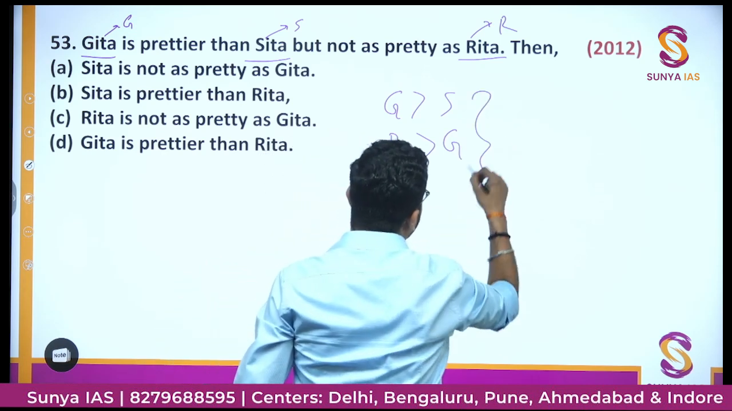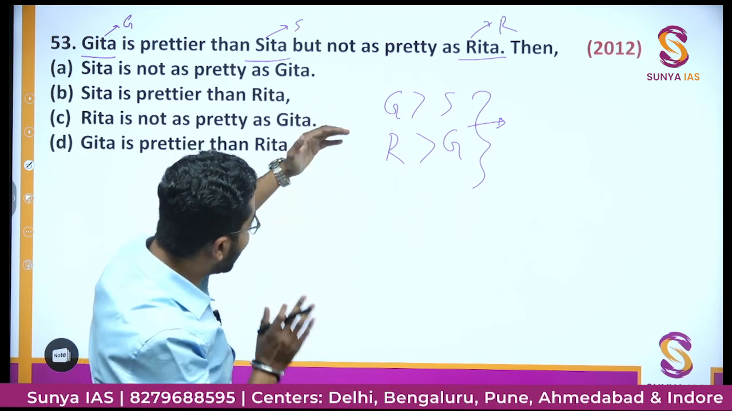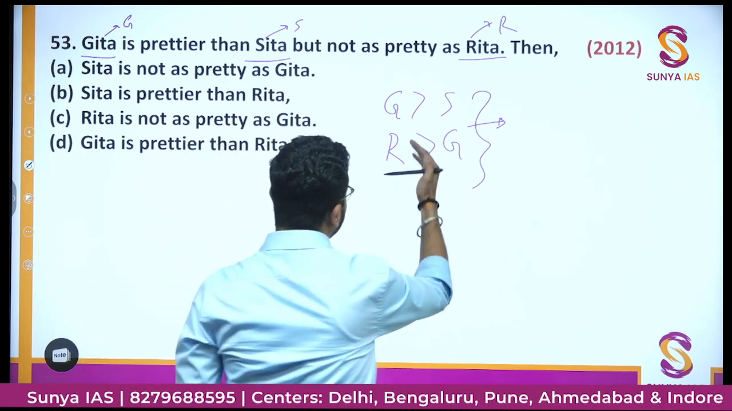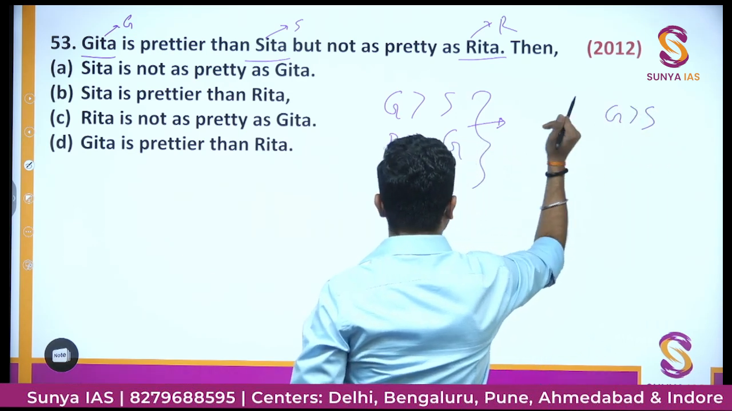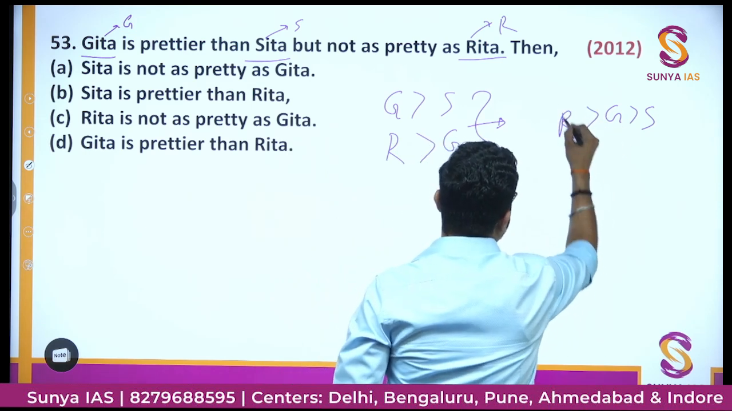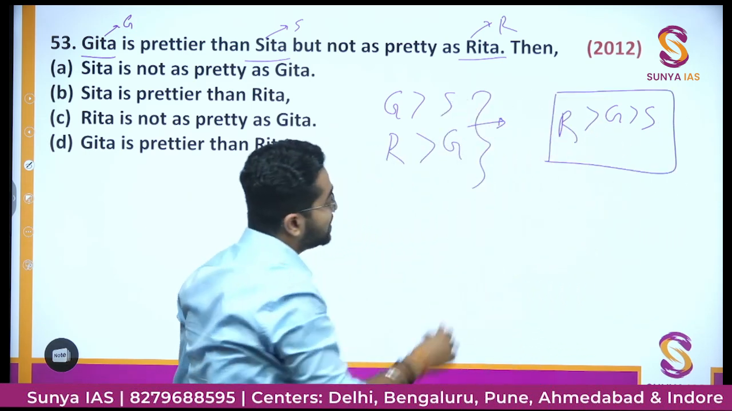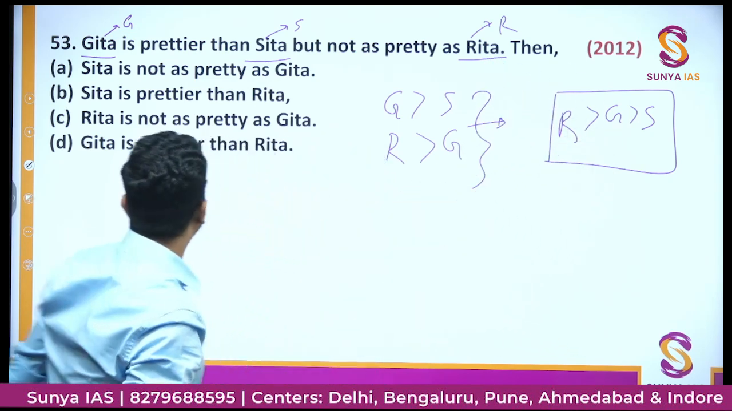So if we add these two and find the combined statement, we can see Geeta is prettier than Sita. Sita से ज्यादा pretty Geeta है and Geeta से ज्यादा pretty Rita है. That is, Rita is prettier than Geeta. So this would be the final thing. That is, Rita is prettier than Geeta is prettier than Sita. So what are the options?